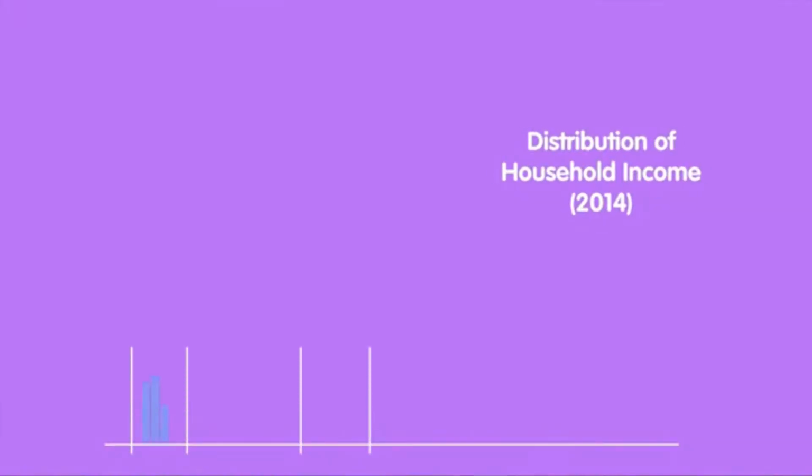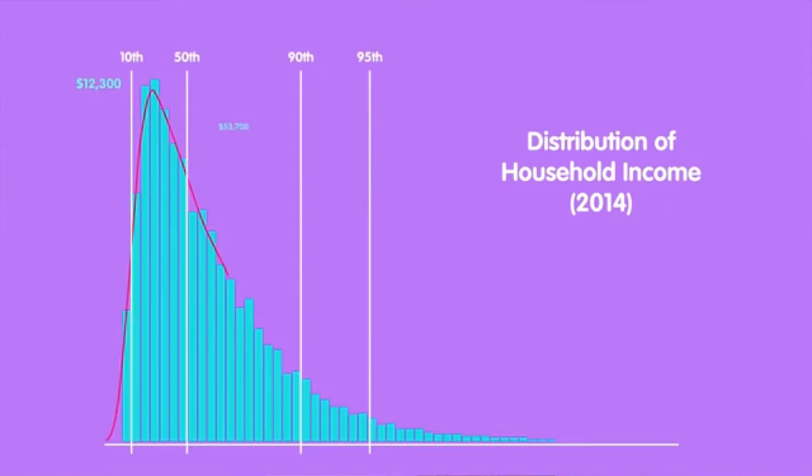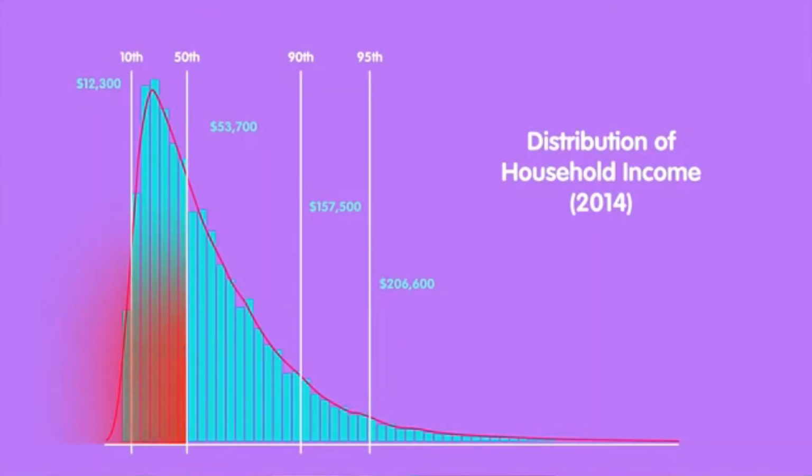This graph is the distribution of household incomes in 2014 produced by the US Census Bureau. The height of the bars in the graph indicate the number of households at a certain income level, and the point labeled 50th is an important one because it's the median income, the absolute middle observation in the sample. That means that 50% of households have lower incomes than that level and 50% have higher incomes. In this case, the median income is $53,700.